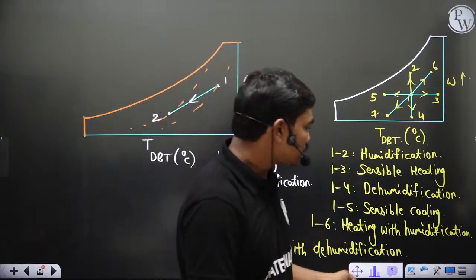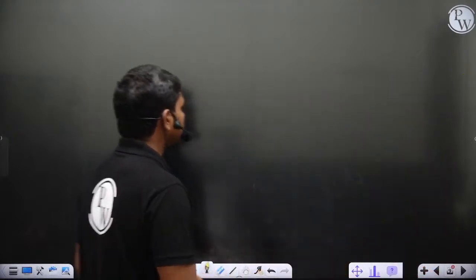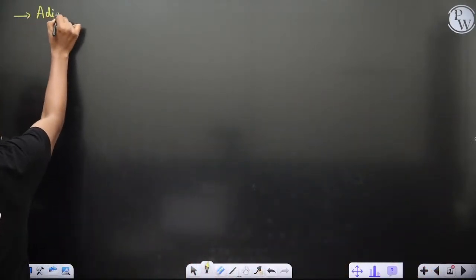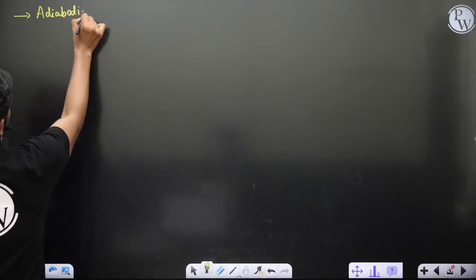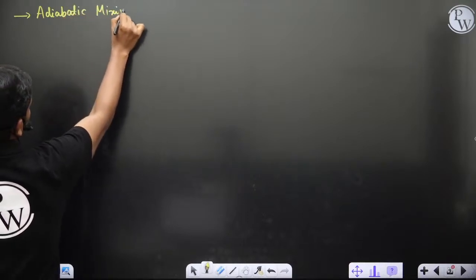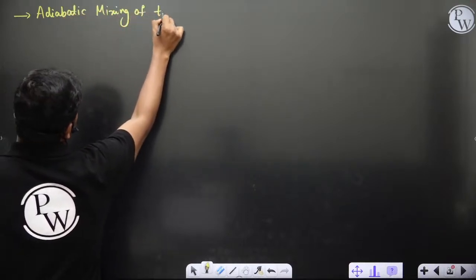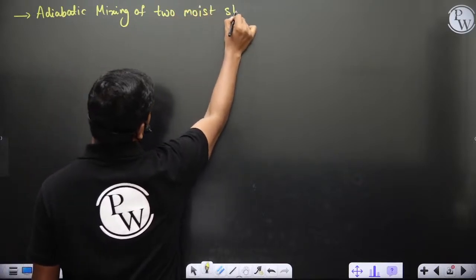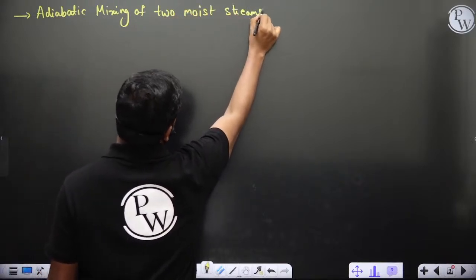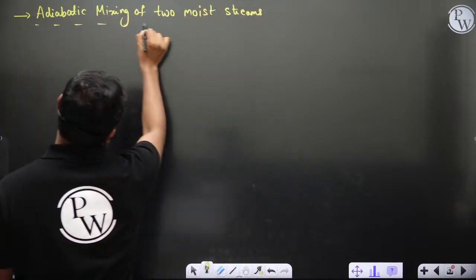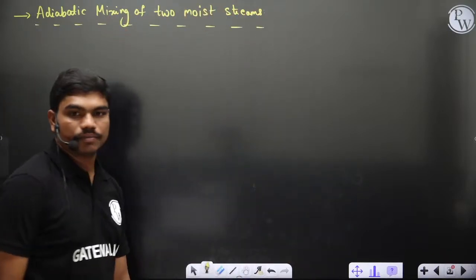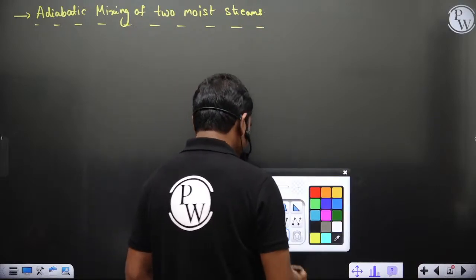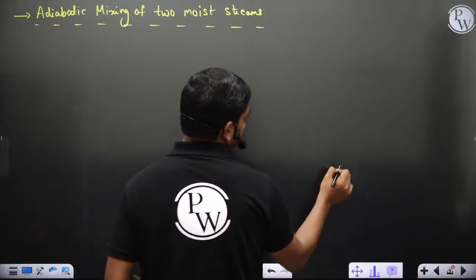Now let's go to one last thing before we go for some numericals: adiabatic mixing of two moist streams. So let's see how we can do that. Let's have a certain configuration.